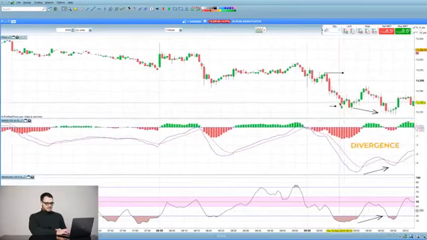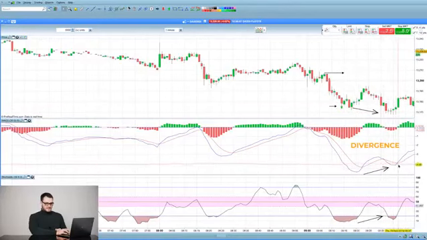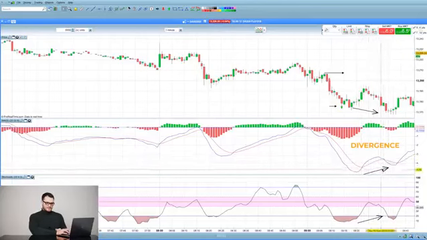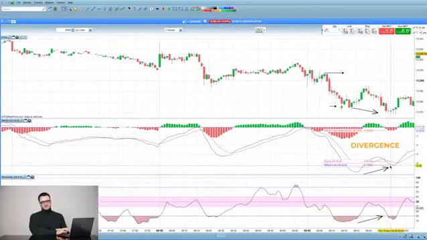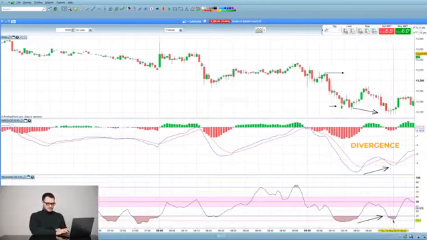Here we can see right away that we have a divergence. You see that this wave is lower than the one before in the price. However, in the MACD, this wave is higher than the one before. So we have a divergence. It's not a perfect one. There is no 50% rule for the divergence here, but it still is a sign of weakness. And the stochastic is telling us the same thing. This peak here is higher than the one before.